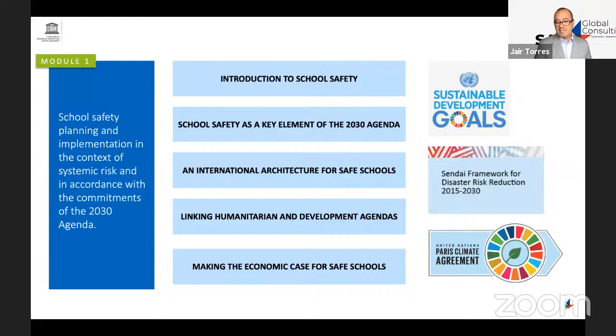So how we have seen, for instance, with COVID, that if we would have invested better in securing water and sanitation, good protocols, good internet connections, we would have been able to recover more quickly from COVID. So we're going to be discussing this in module 1.